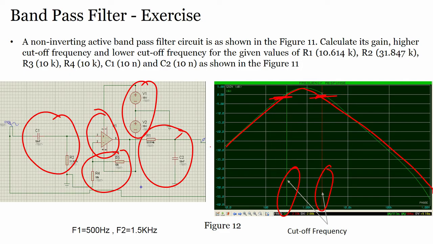So, when you see this and solve it, you will find that FL is 500 hertz and FH is 1.5 kilohertz. If you do this kind of problem, you can solve it using PSpice.